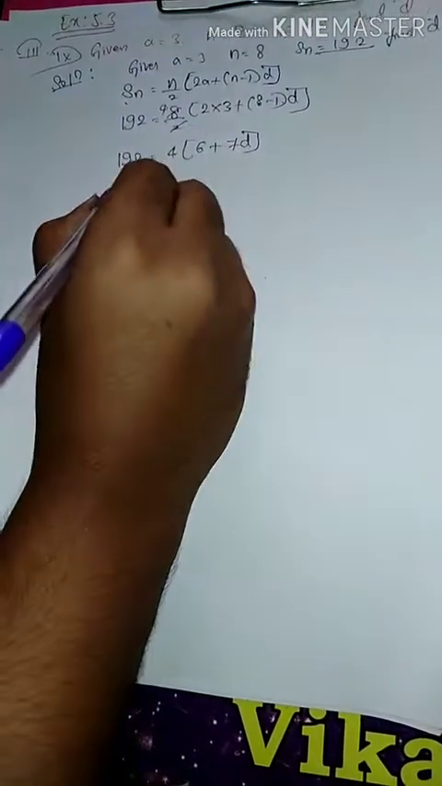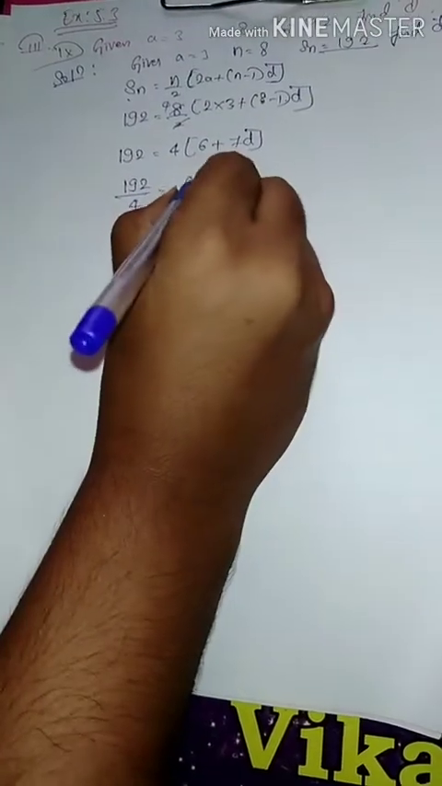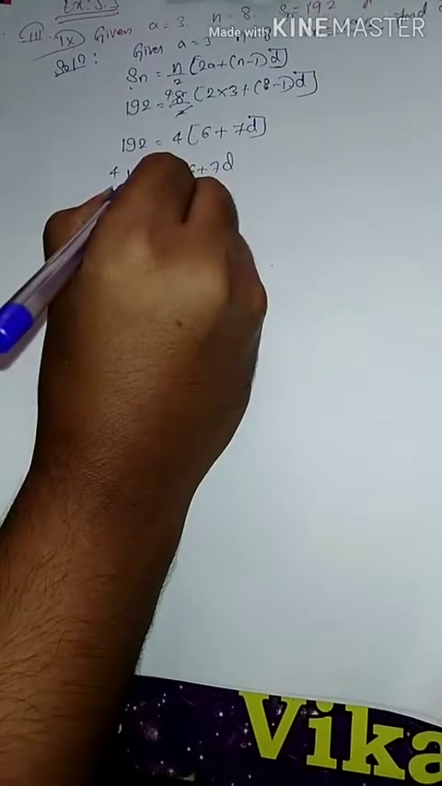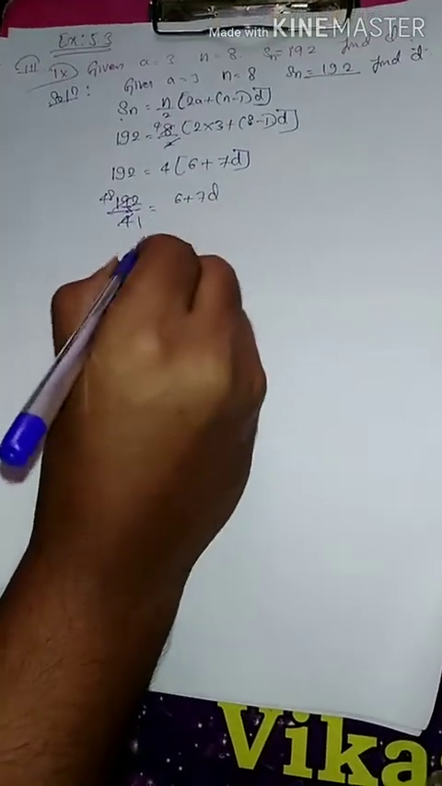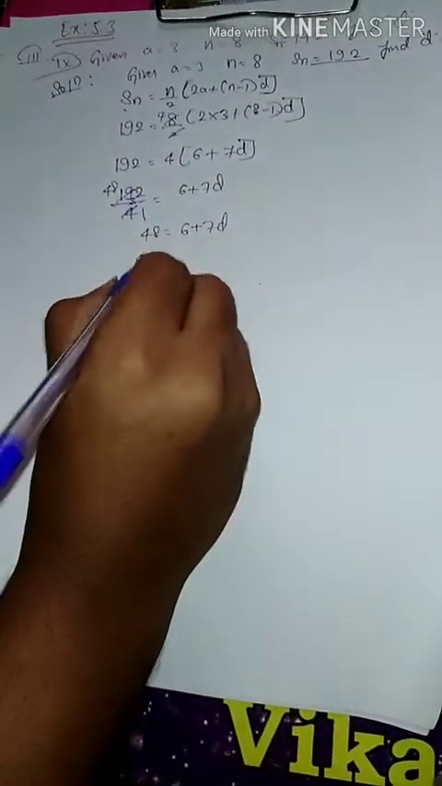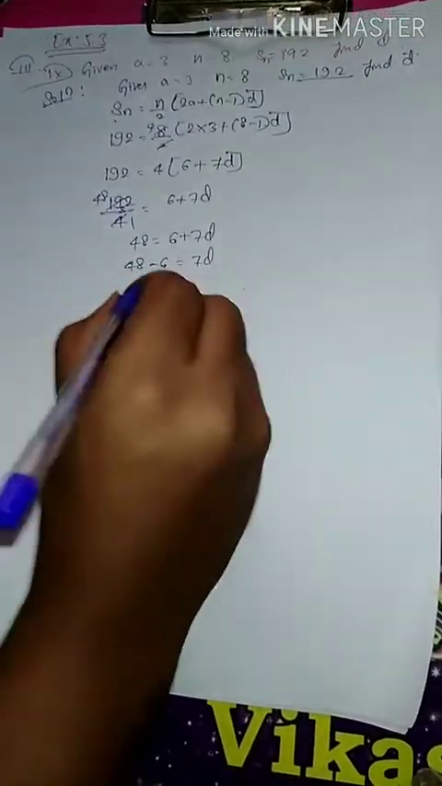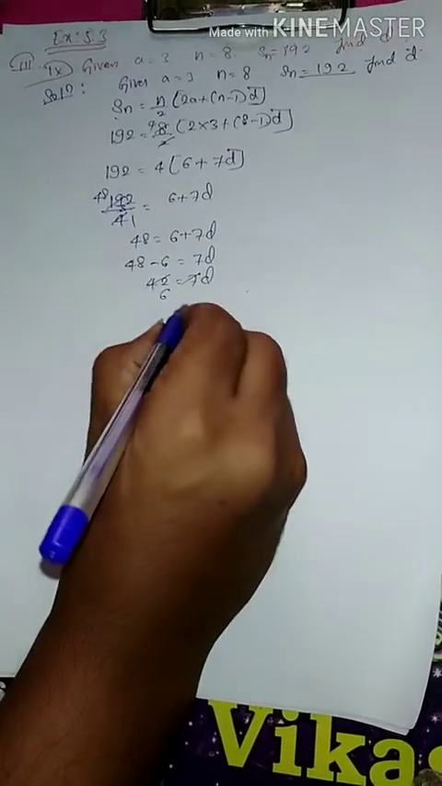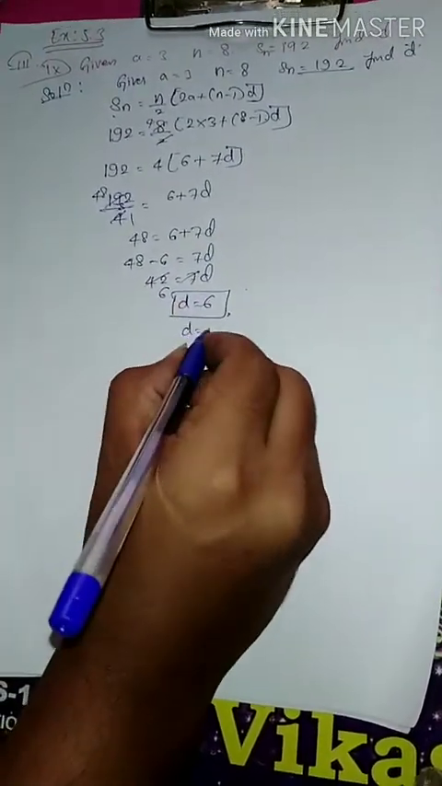So this 4 moves to the left hand side and becomes division. 192 divided by 4 is equal to 6 plus 7d. 4 1s are 4, 4 4s are 16 and 3 is the remainder, becomes 32. 4 8s are 32. 48 is equal to 6 plus 7d. Now 6 moves to the left hand side and becomes minus 6 is equal to 7d. 48 minus 6 is 42 is equal to 7d. 7 6s are 42. Therefore d is equal to 6. Hence the common difference is 6.